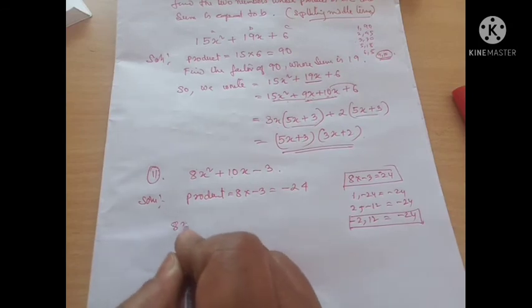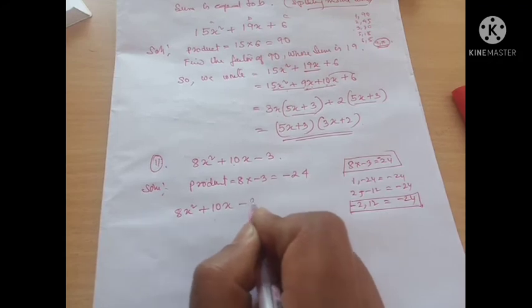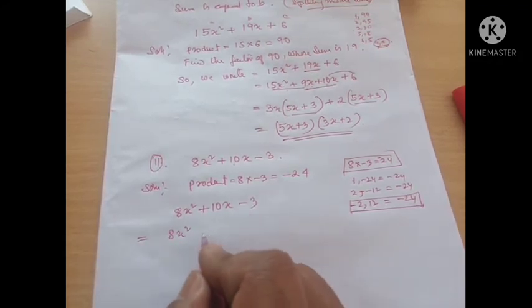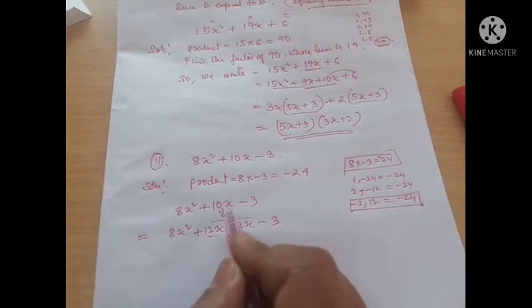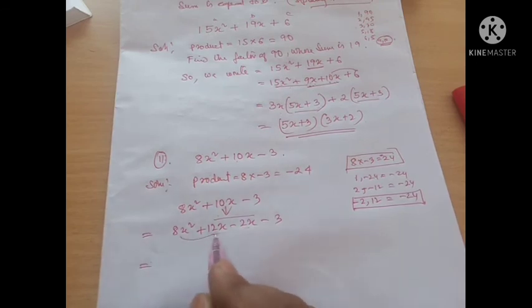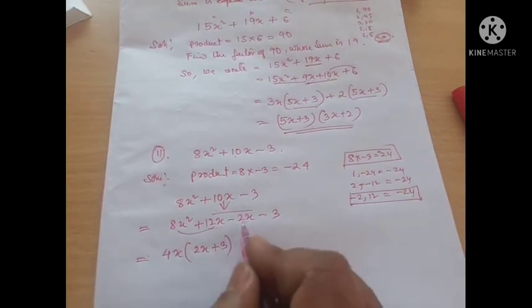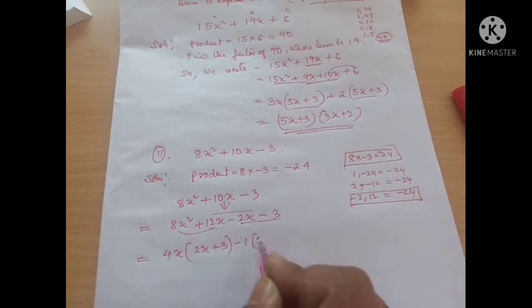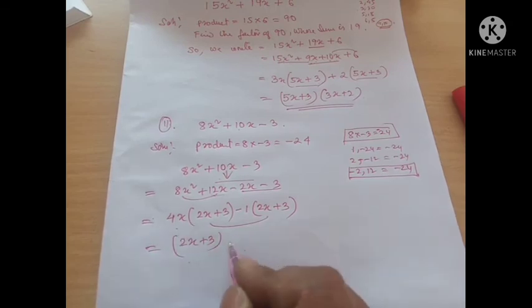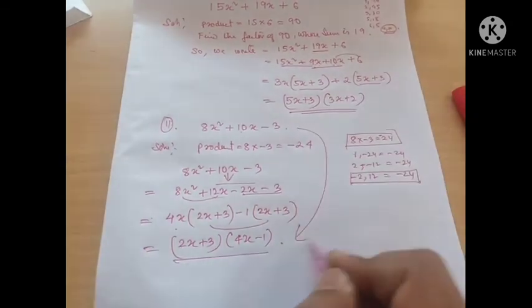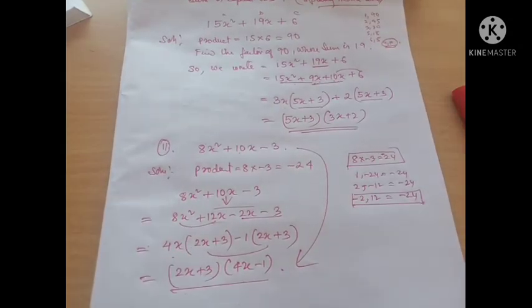So 8x squared plus 10x minus 3 is equal to 8x squared plus 12x minus 2x minus 3. Here we have split the middle term. So from the first two terms, we can take 2 as common: 4x, that is 2x plus 3. Understand? And in this case again, 1, that is 2x plus 3. So we can take 2x plus 3 as common, and the remaining is 4x minus 1. This is the factorization of the given question. We can find the factorization by using this type of method. We call it splitting the middle term.